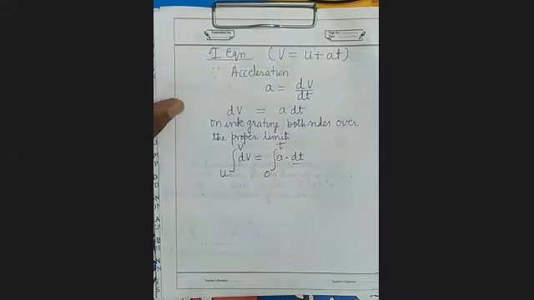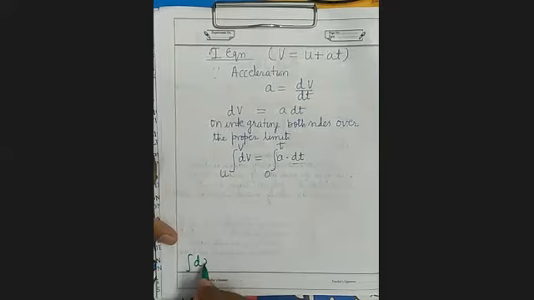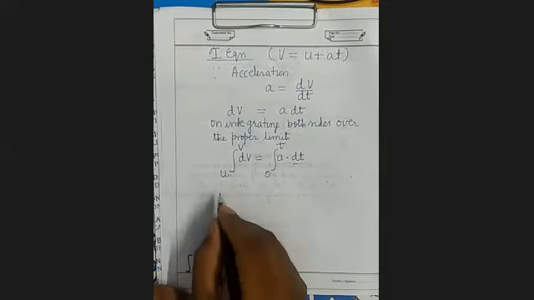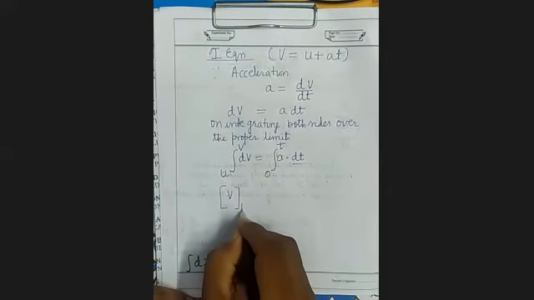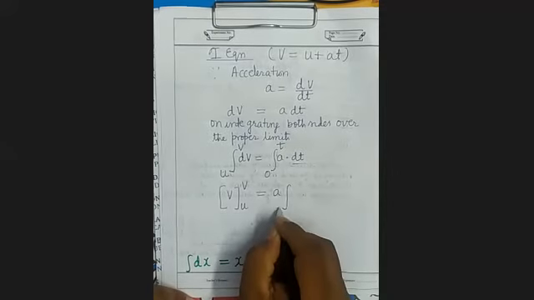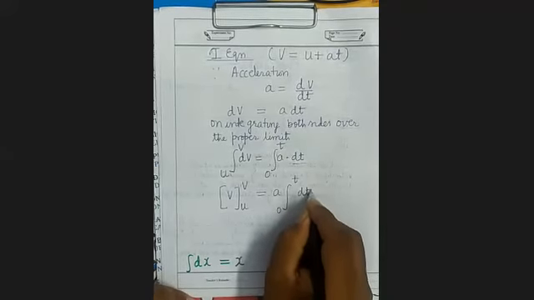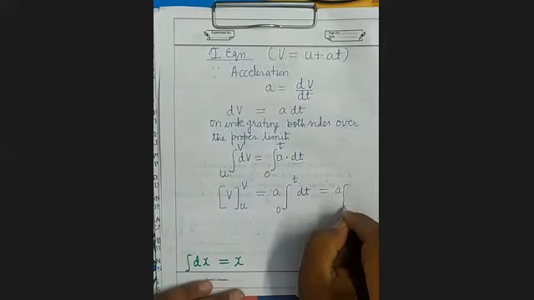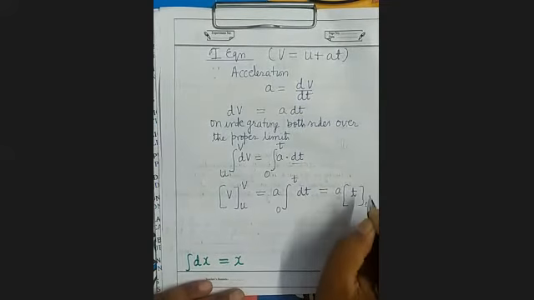There is a formula, integral dx equals x. And if there is any constant term inside the integration sign, then that is taken out. So see here, integral dv will be equal to v, limit from u to v. a you can take out, integral 0 to t dt. Integral dt means t, limit from 0 to t.